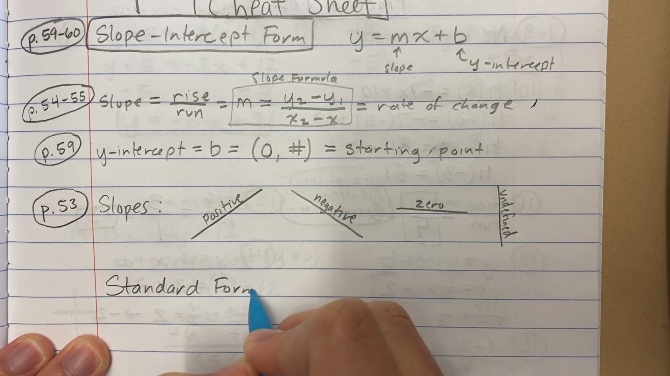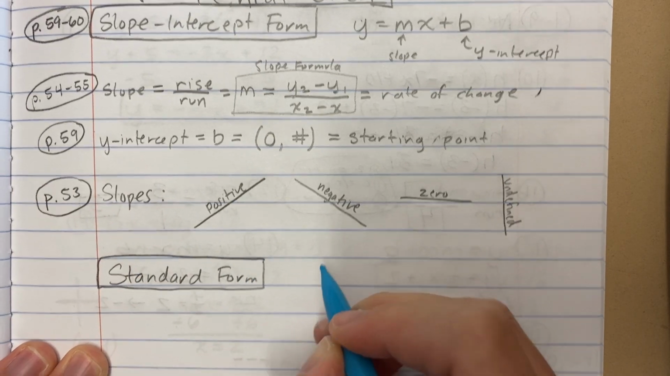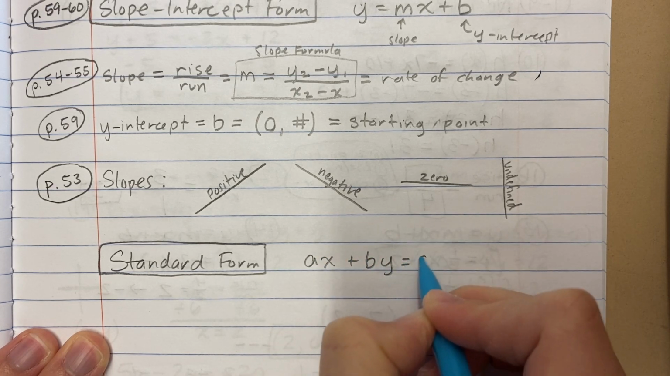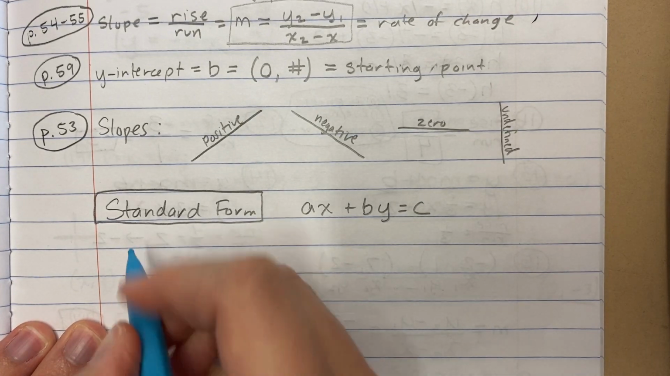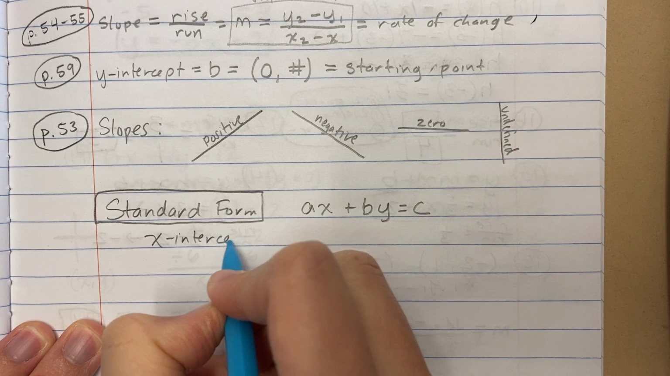More recently, these past couple weeks. Okay, and standard form was this, where we have a number times x plus a number times y equals a number.